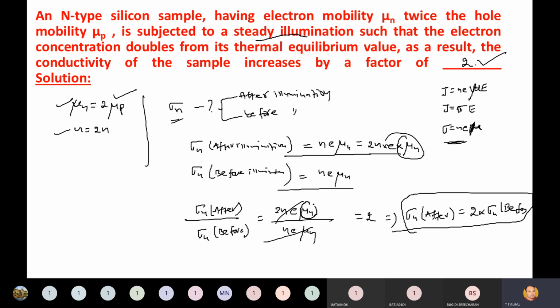Suppose instead of mu n you give twice that of mu p, then where will you go for a solution of this problem? So for confusion purposes, it is given like this. So why go for confusion? Just simply cancel out mu n and mu n. N cancels. So the ratio is 2. Sigma n after illumination is equal to 2 times sigma n before illumination. So the answer is twice. Got it?